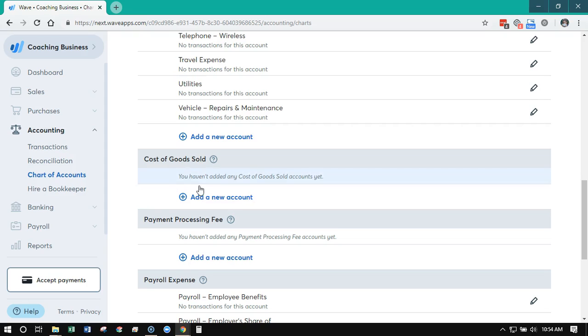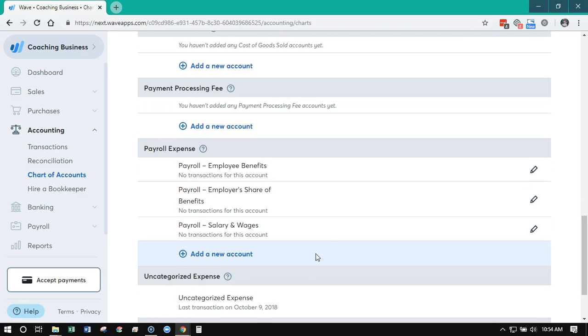Cost of goods sold is going to apply specifically to customers who sell physical products. So these are the costs of creating your product. And then payment processing fees. So you definitely want to add in here, if you're using PayPal, Stripe, Wave Payments, Square, any sort of merchant service, you want to add that here and track that.